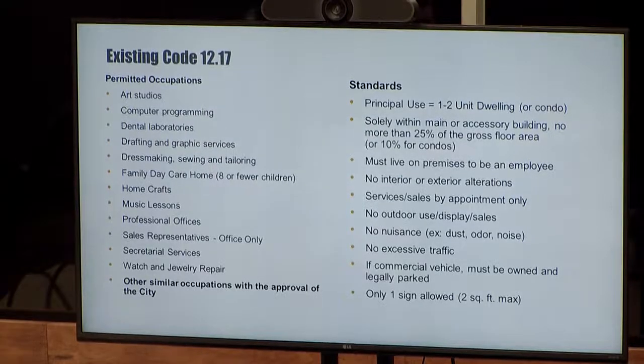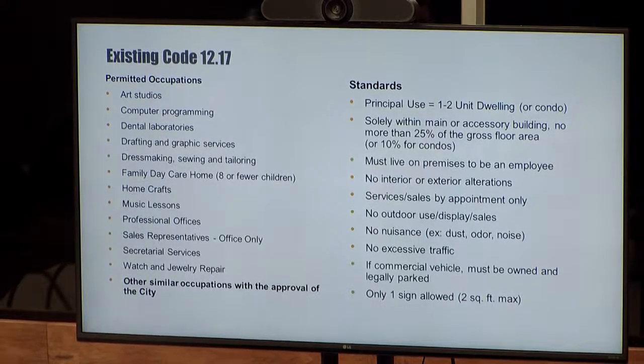On the left is our existing zoning code, section 1217, which lists the exact uses allowed now in the home occupancy section. For the most part, they are low intensity, not very wild uses. But there's that last bullet point that says other similar occupations with the approval of the city, so there's some interpretation introduced, and even with the list above there are interpretations of what home crafts or music lessons can be.